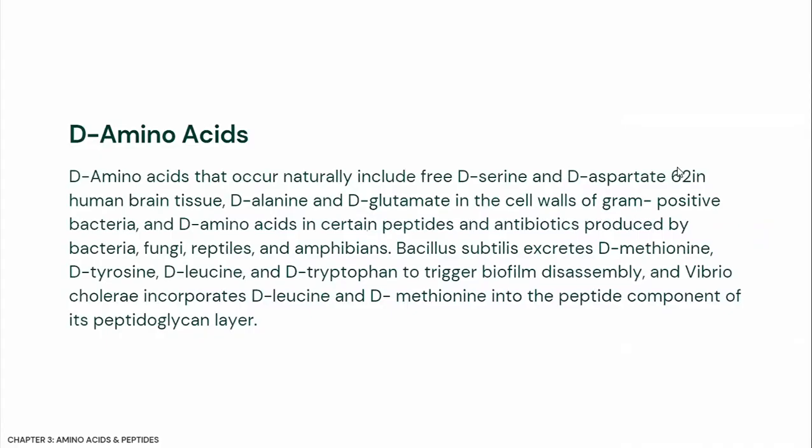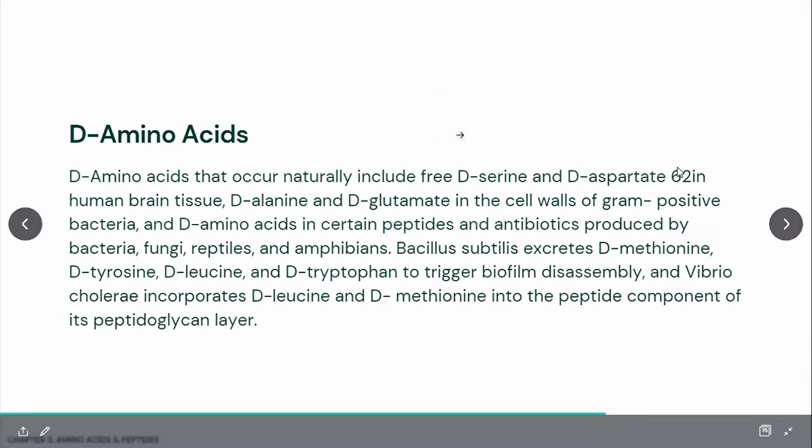Now, I mentioned earlier that the amino acids that are utilized in the formation of protein belong to the L variety. But there are D amino acids that occur naturally, but they are not utilized by our body. Like D-serine, D-aspartate, D-alanine, D-glutamate.